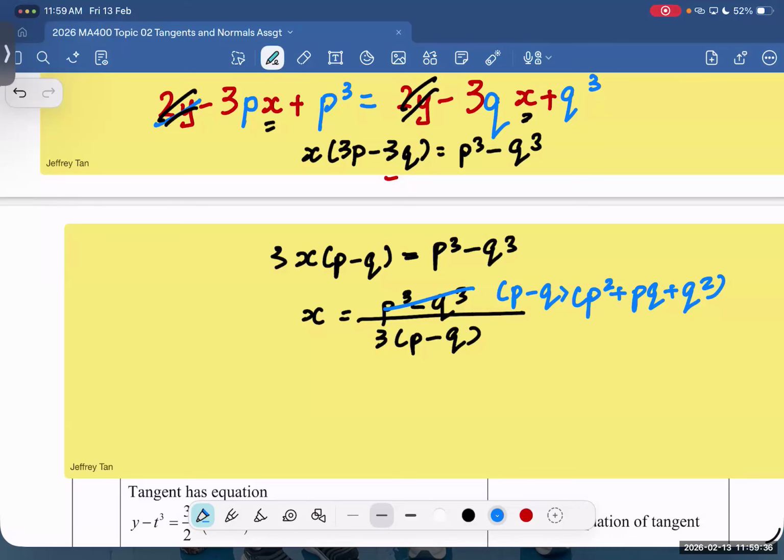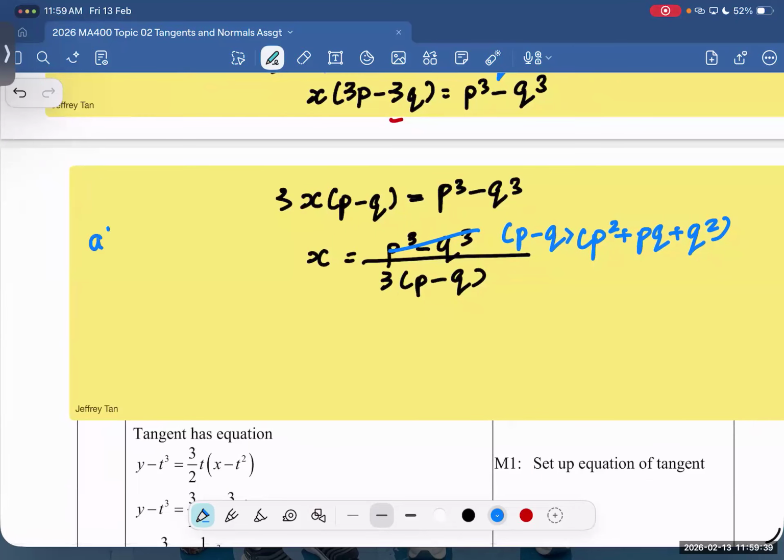Okay, factorization of cube. You did learn this. A cube minus B cube is the same as A minus B, A square plus AB plus B square. Is it okay? It's just only this one. There's another one, A cube plus B cube.